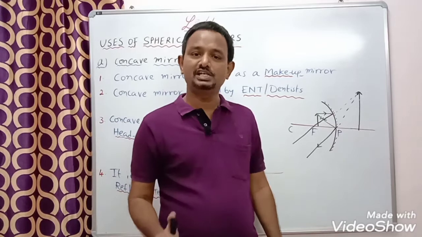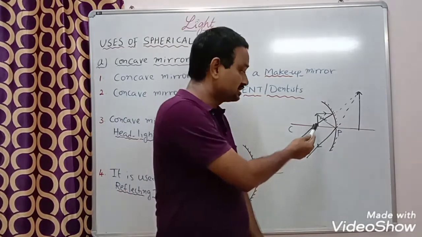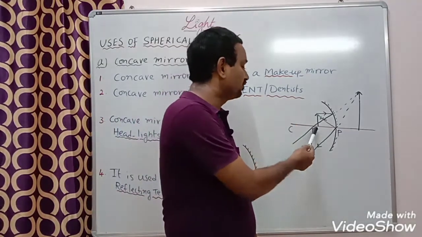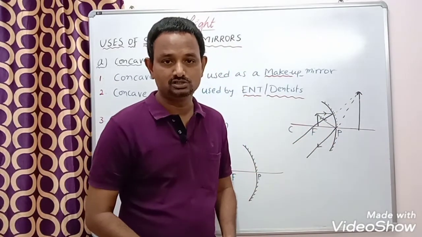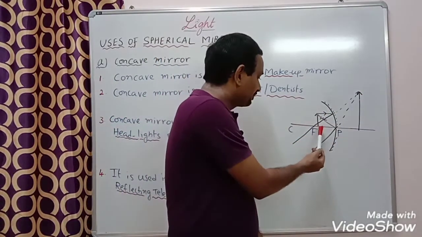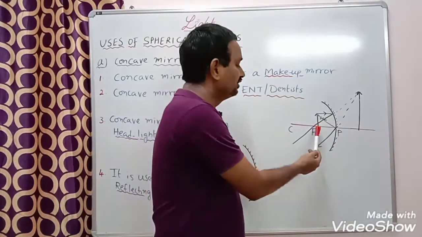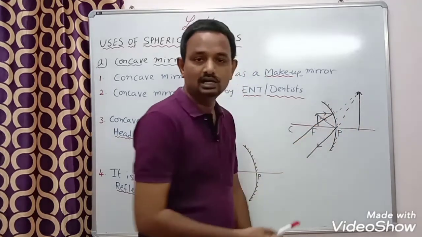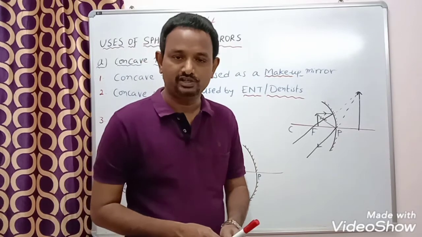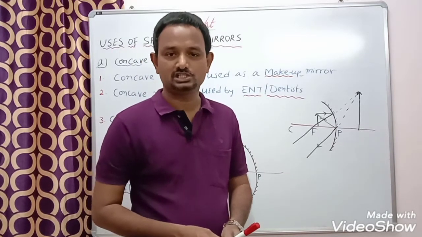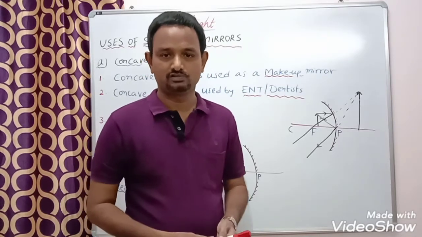Why do dentists and ENT specialists use concave mirror? Because of this principle. When an object is placed between focus and pole, it will give virtual, erect and enlarged image. So if we keep our face in between focus and pole, it will give virtual, erect and enlarged image of our face. So they can easily identify. That means ENT specialists and dentists, they can easily identify parts of our body.